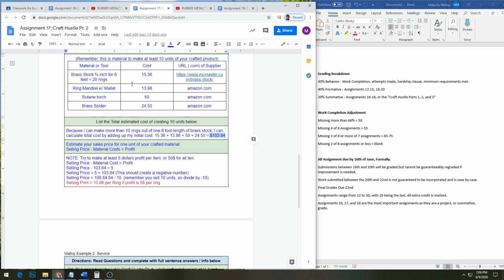So this number should just be basically this cost, or column B cost, added together. And then you're going to take that number, that's your material cost number. You want to make a profit of at least $5 an item. And your selling price is what you're calculating for. So that should be basically the material cost plus profit is selling price. And you can use this equation as I break it down there.